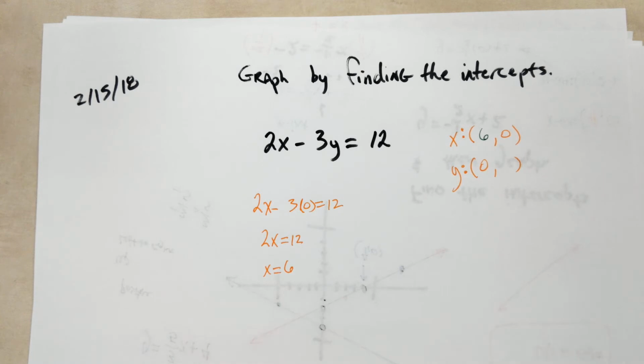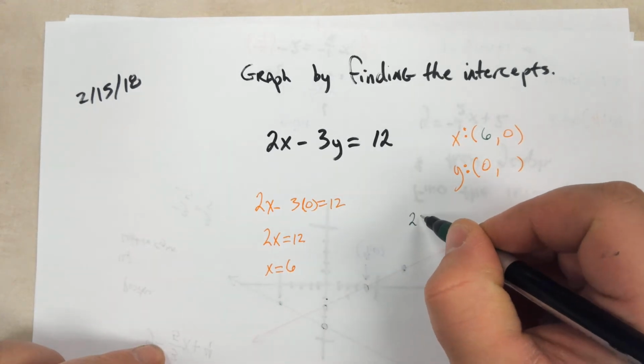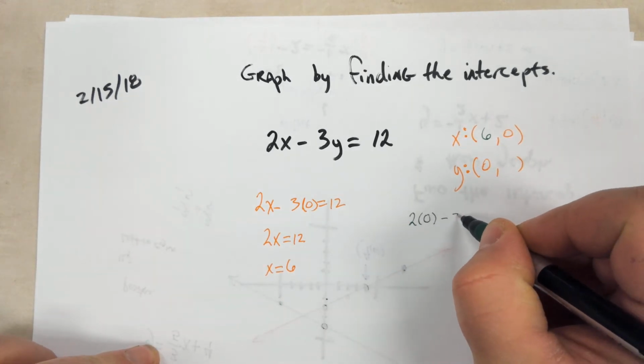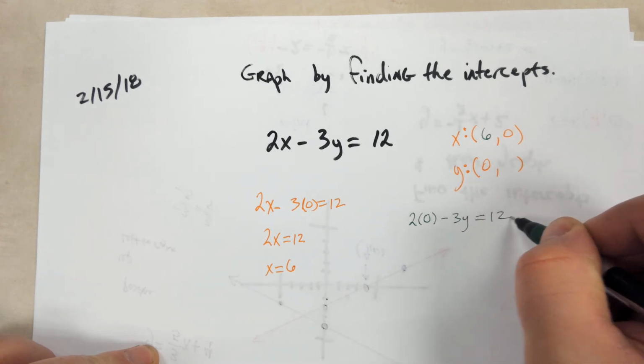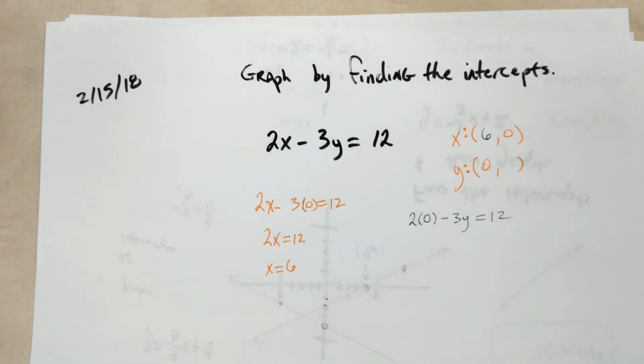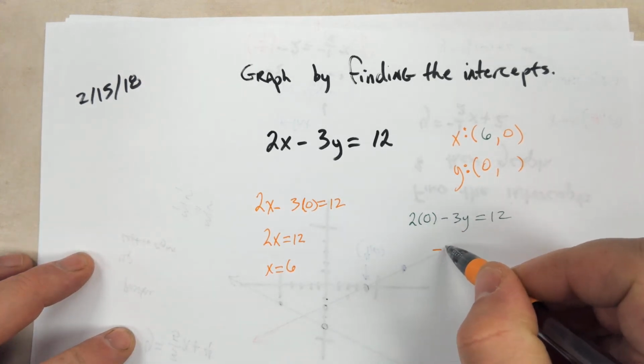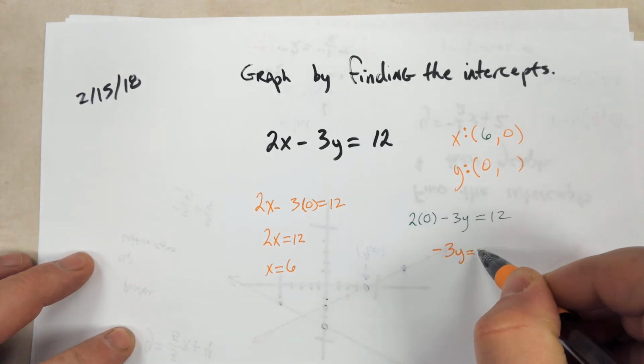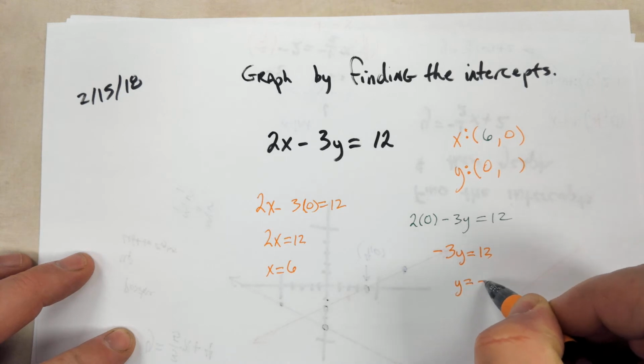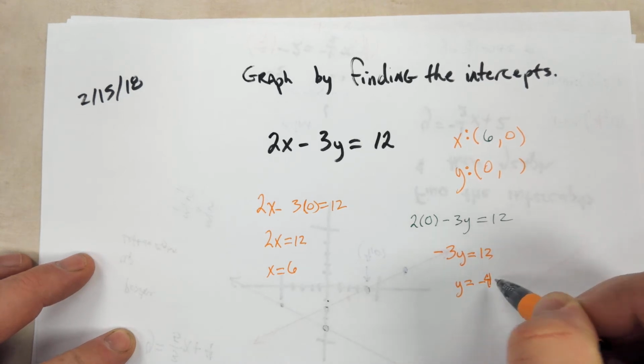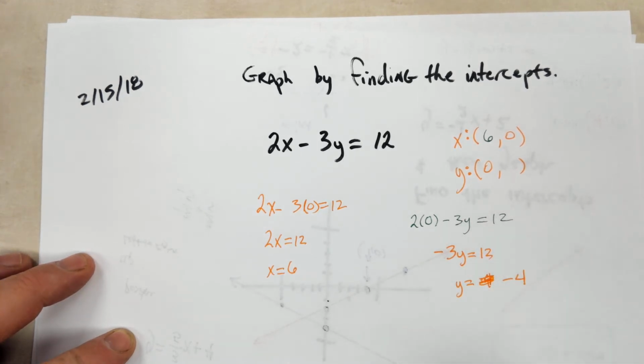For the y-intercept, we put the 0 for the x. Totally different problem, and you can't do them both at the same time. I see students try to do it at the same time, and it doesn't work. So that's negative 3 y equals 12. So that means that y is equal to negative 4.